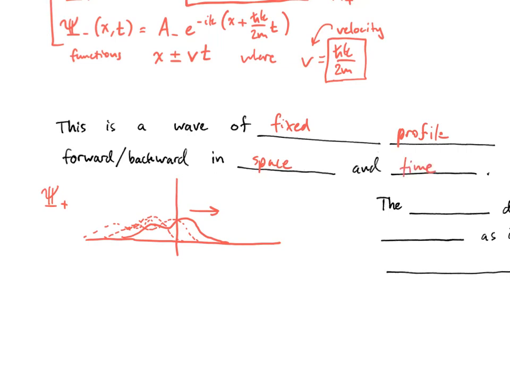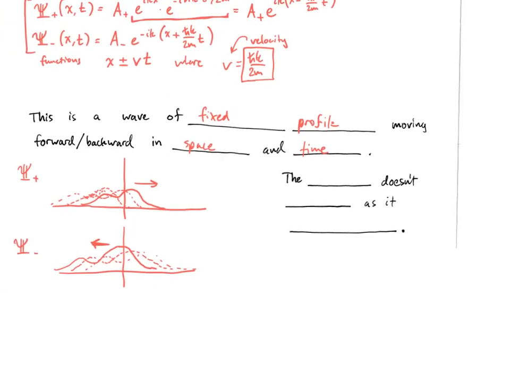Okay? Let's see what this psi negative looks like. It is the exact opposite. So now, if it has a wave profile like this, then in the past it looked something like this. And it's moving in this direction, like that, at a constant velocity. And over here, hopefully you're convinced that the shape doesn't change as it propagates, because it's just a function of the position plus or minus the velocity times the time. And that's the type of wave that these functions are describing.